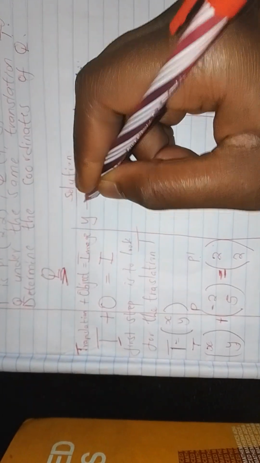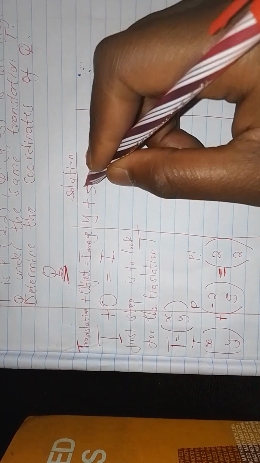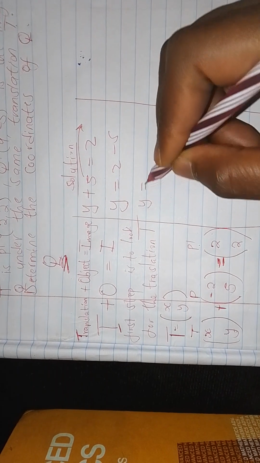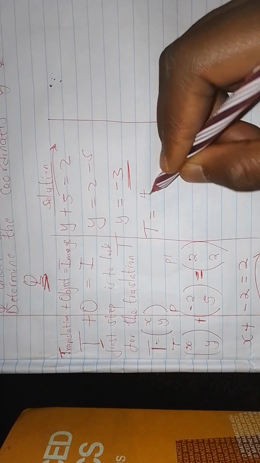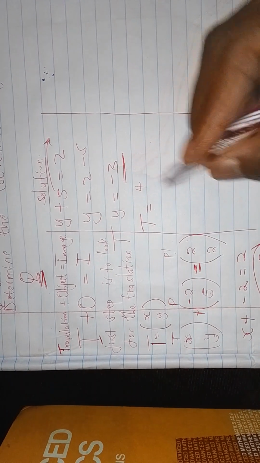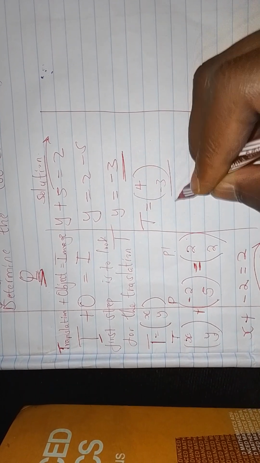Therefore, let's look for y. Y plus 5 is equal to 2. Bring 5 on this side, it will be y is equal to 2 minus 5. Therefore, y is equal to -3. So we have got the translation T. We have x, which is 4, because we started with x, then y is -3. So it is (4, -3). We have our translation. Good.